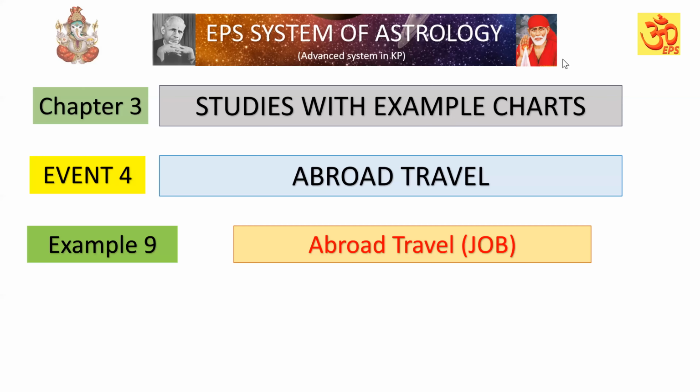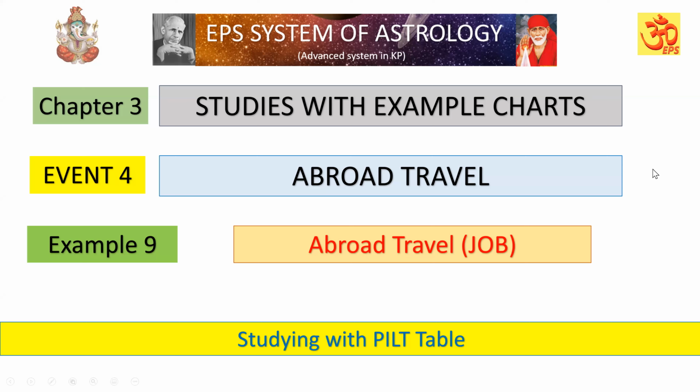Now, in this video, we are going to discuss the same chart with the help of the PILT table. Because the key planets are strongly playing a role, the role of key planets in rulers and also in supports, we can easily identify with the PILT table that we are going to study in this video. So now let us examine Example number 9, abroad travel for job. In this video, we are going to study with the PILT table.